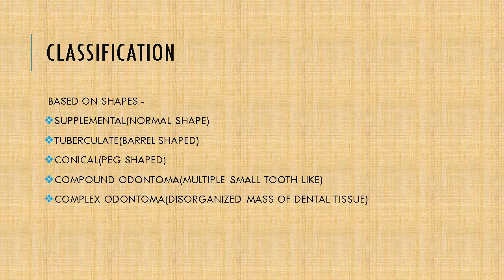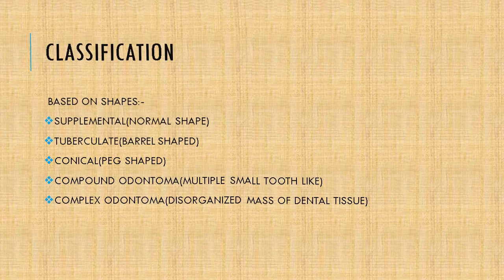Then after that you have compound odontoma. This is a condition in which you have multiple small tooth-like structures within the alveolar bone. And you have complex odontoma, which basically means a disorganized mass of dental tissue, meaning there is no proper alignment of enamel, dentine, and pulp. They are mixed up and scattered into a gnarled mass of dental tissue. This is called complex odontoma.